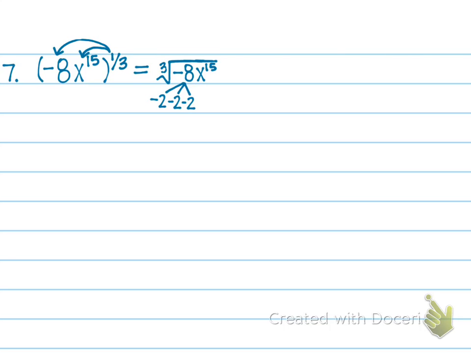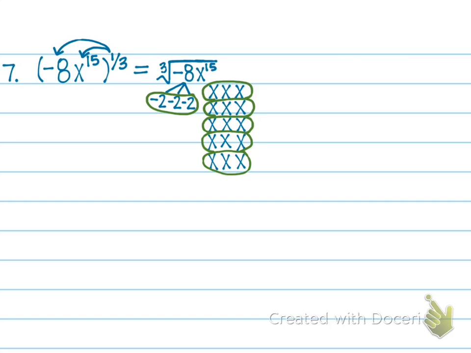When we factor negative 8, we can get negative 2 times negative 2 times negative 2. And then we also have 15 x's. Now we're looking for groups of 3 because we're taking the cube root. So we have one group of 3 for our 2's, and we have 5 groups of 3 for our x's. When we take all of those out, we have negative 2 times x to the 5th.